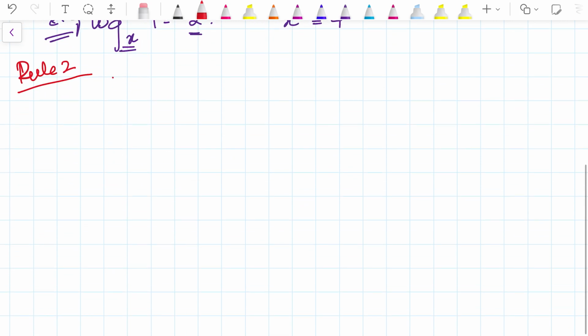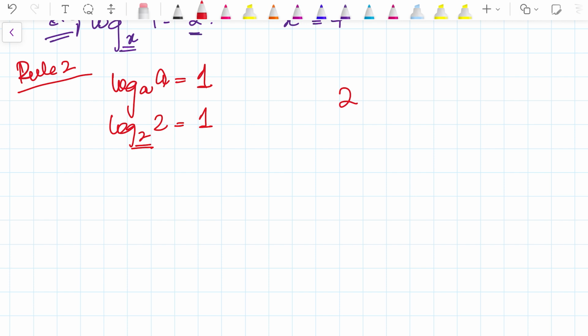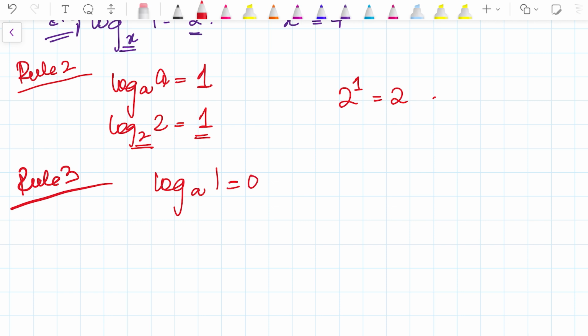Rule number 2 says log AA is equals to 1. Log 2, 2 is equals to 1. And prove it through index form. Base to the power is equals to the coefficient. So when these two are same, the entire thing becomes equal to 1. Rule number 3, log A1 is equals to 0. When the coefficient is 1, the entire log function becomes 0. Prove it through index form: base to the power 0 is equals to 1.